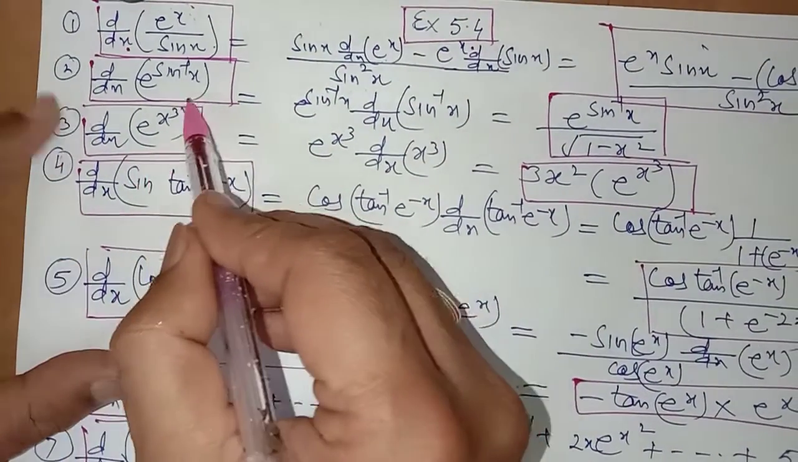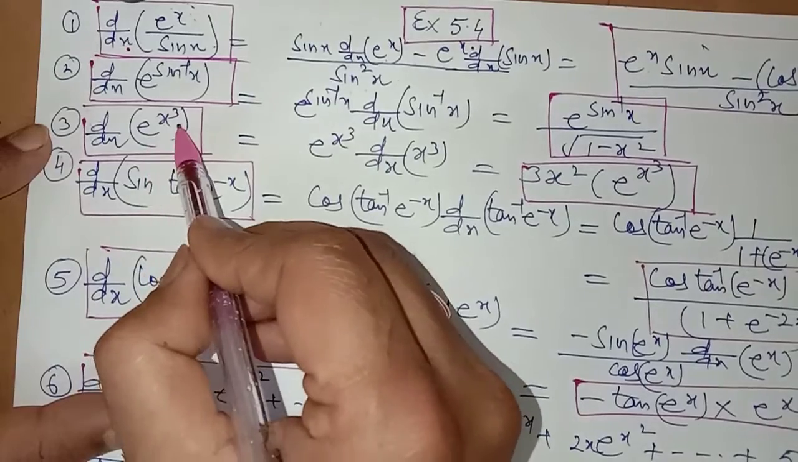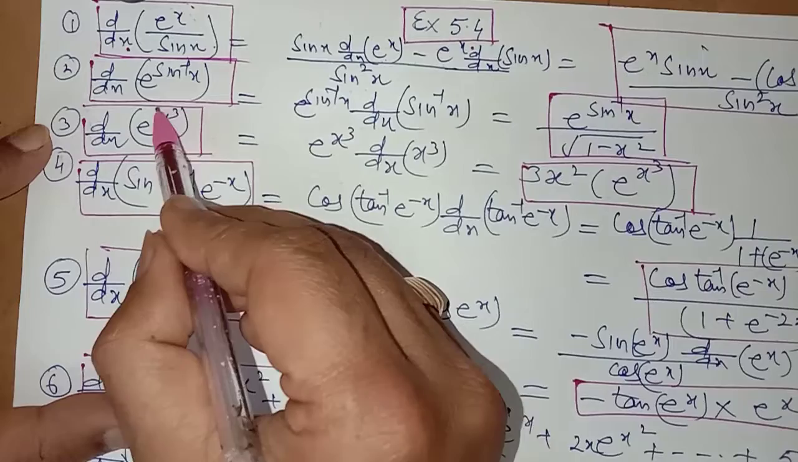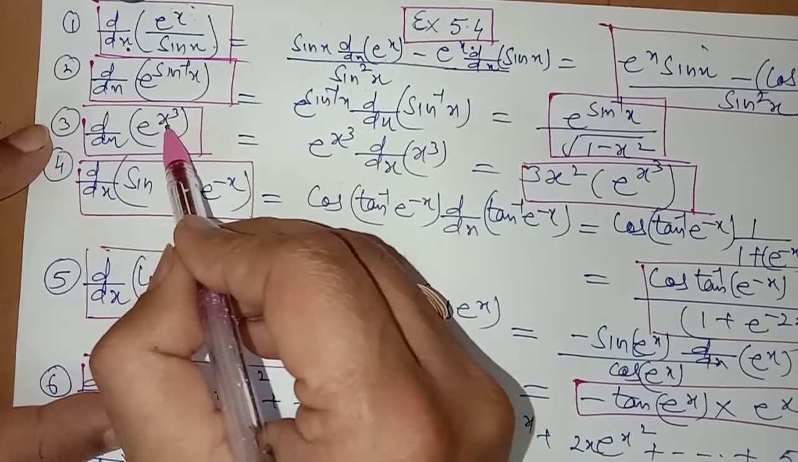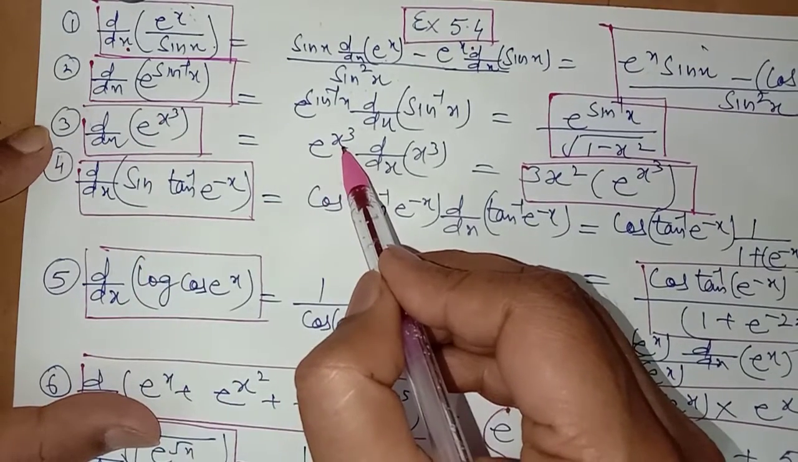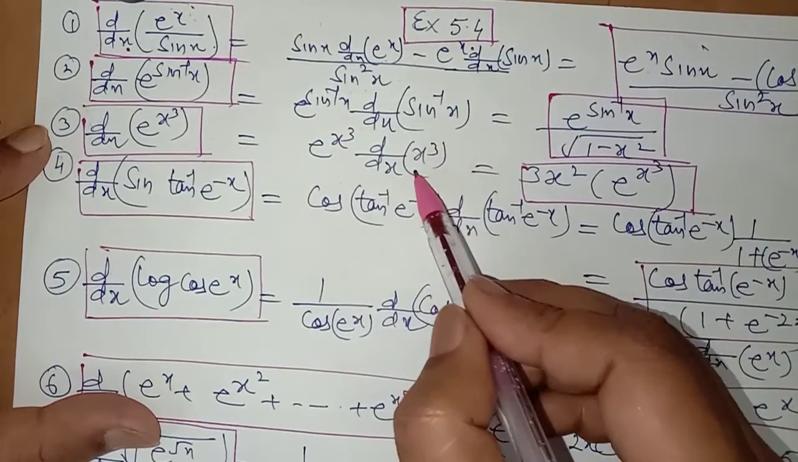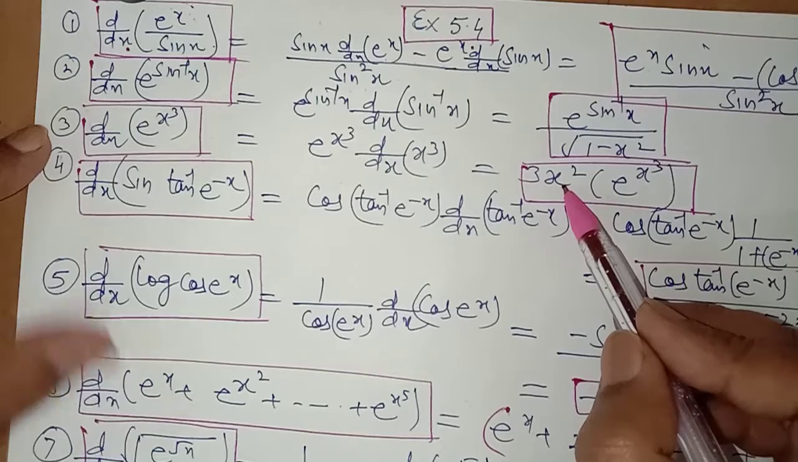Again, we have a composite function as in question number 2, exponential and x cube. First of all, differentiate the exponential and multiply with the derivative of x cube. So the derivative of the exponential function is the exponential function as it is, and multiply with the derivative of x cube. And the derivative of x cube, you know, is 3x square.